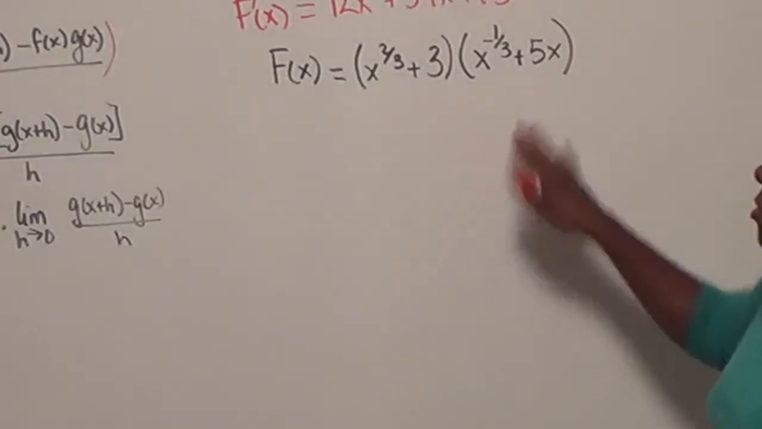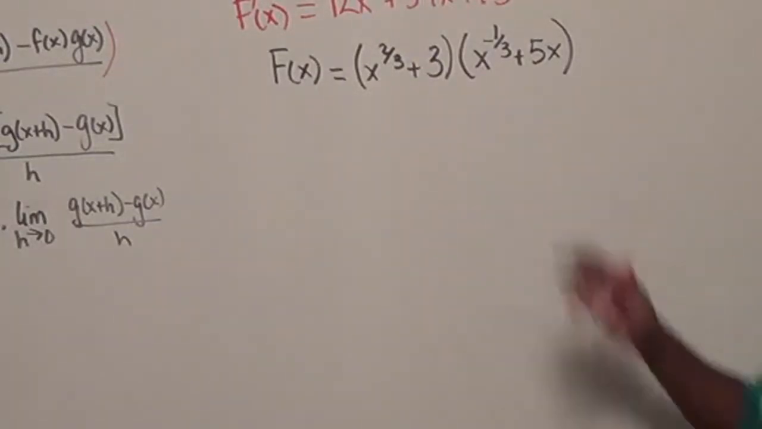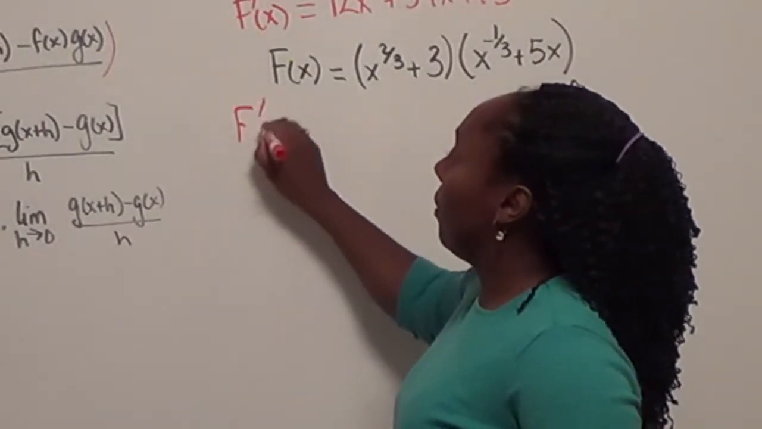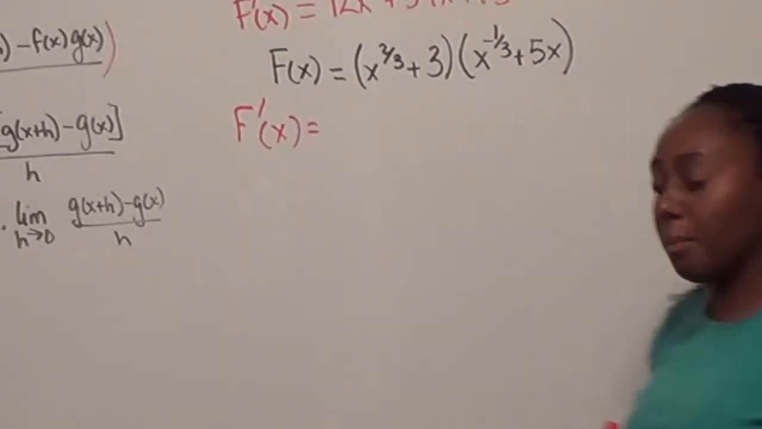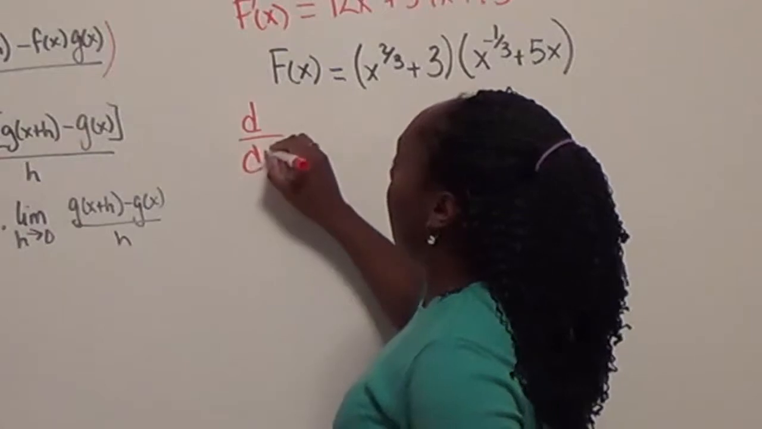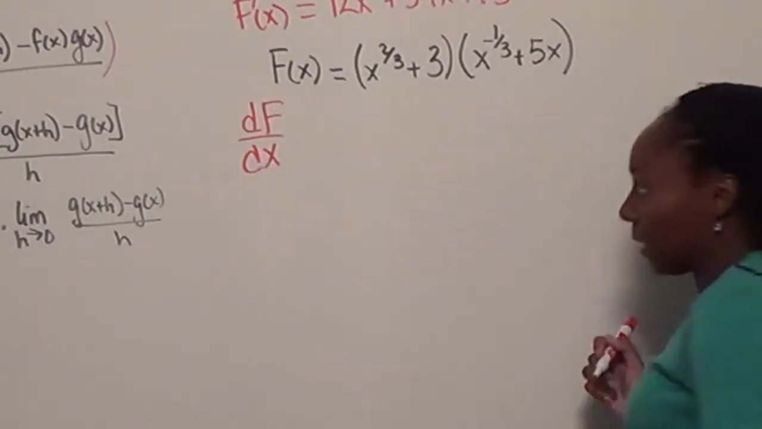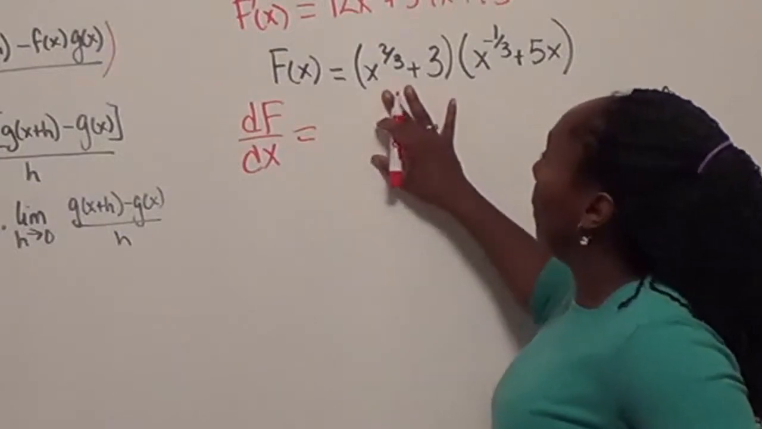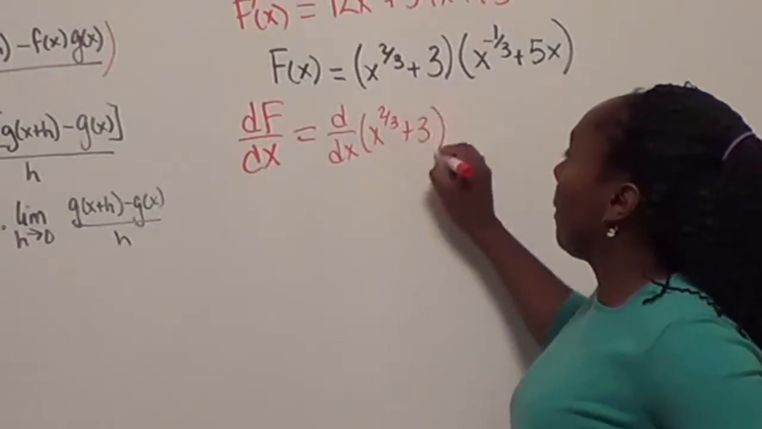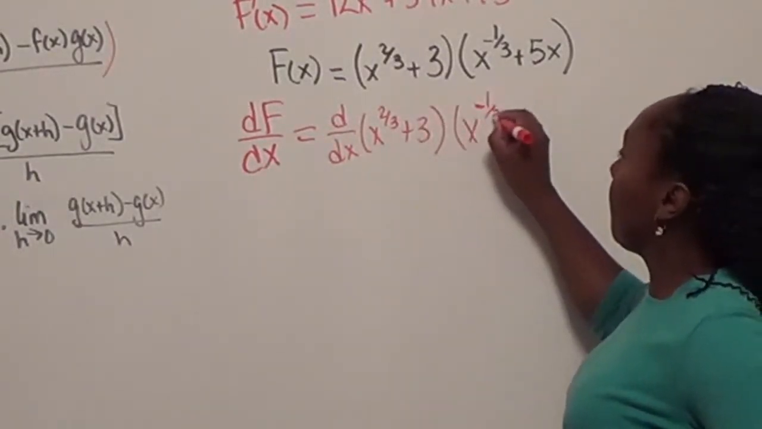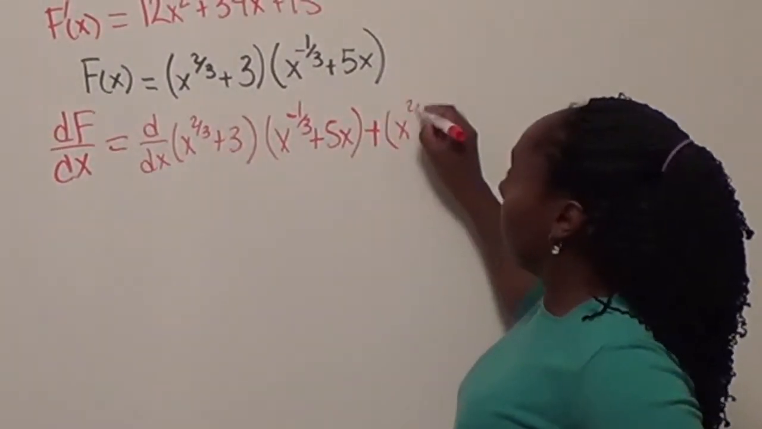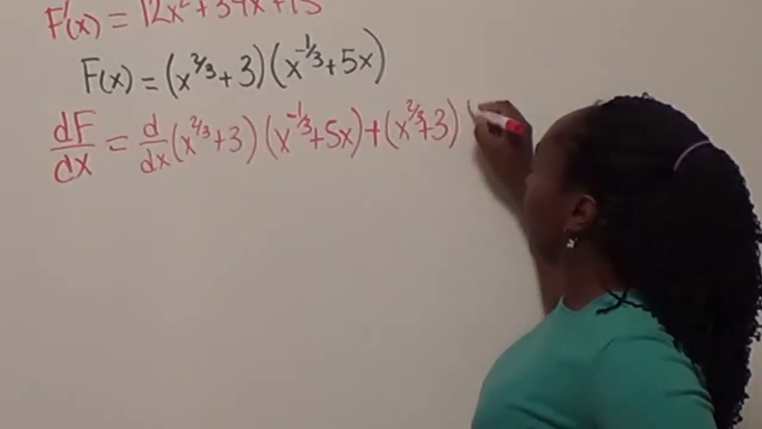Okay, so again, I've got two functions, x to the 2/3 plus 3 and x to the negative 1/3 plus 5x, and I want to find the derivative. Okay. As I said, we'll use the Leibniz notation. So my derivative of f with respect to x is going to look like, again, the derivative of the first term times the second plus the first times the derivative of the second.